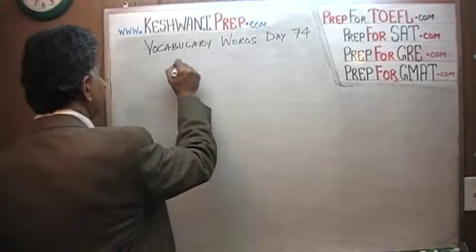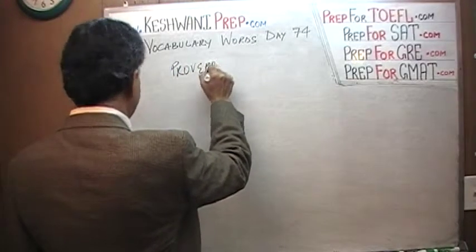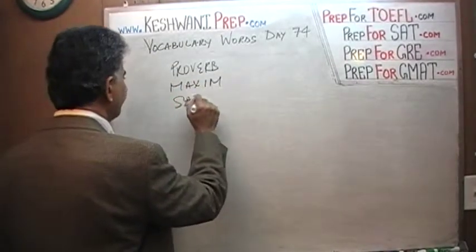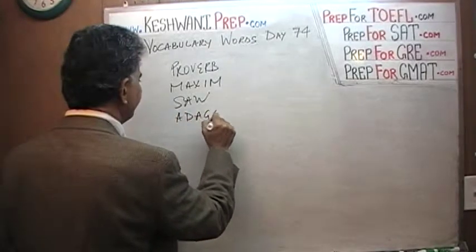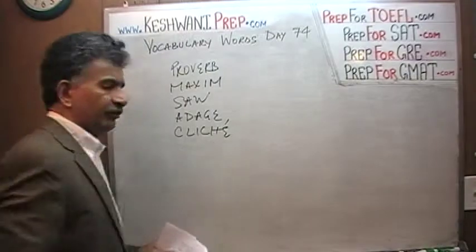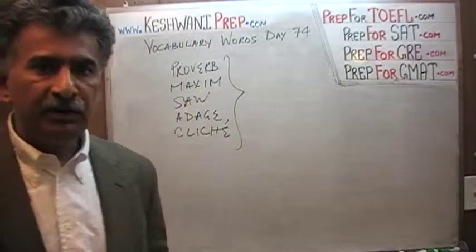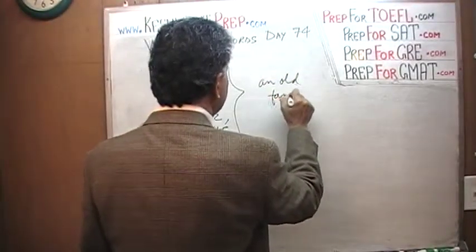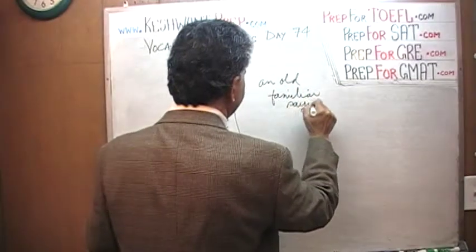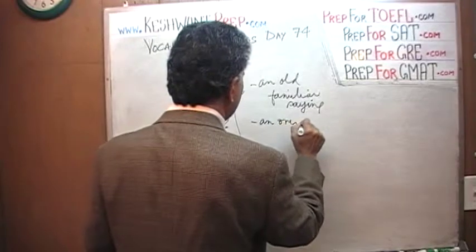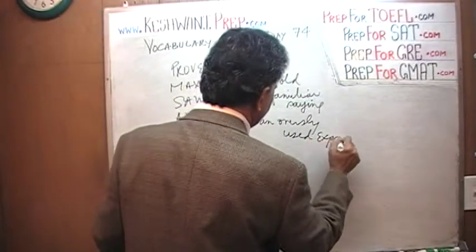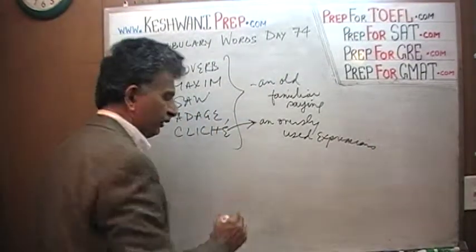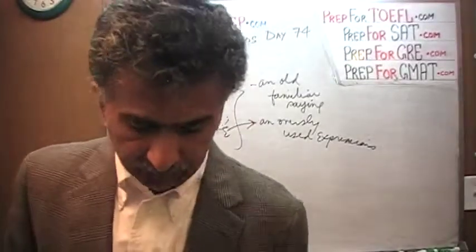The word was proverb. What's a proverb? A proverb is a maxim. It's a saw. It's an adage. It's a cliche. What's a cliche? A cliche is an overly used expression, an old familiar saying. Now all of these things do not literally mean overly used expression, but they're all related.